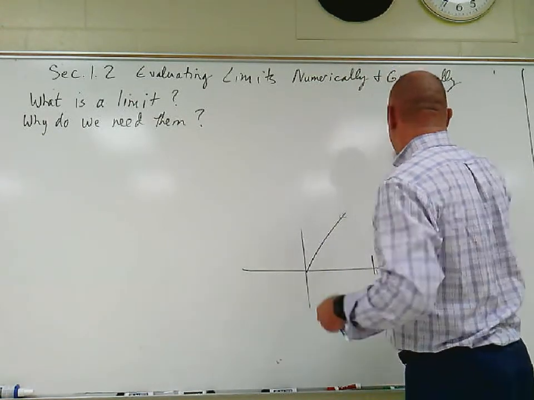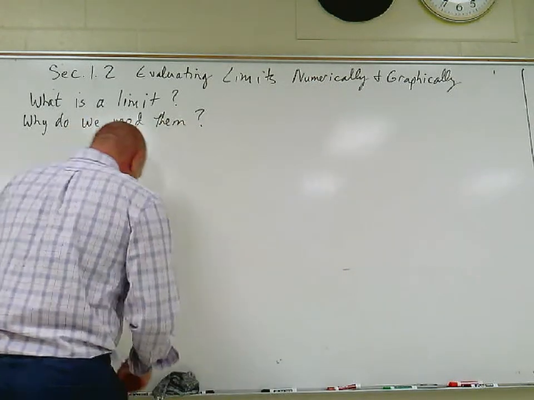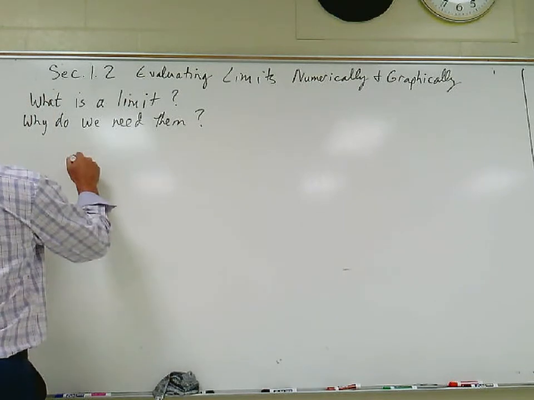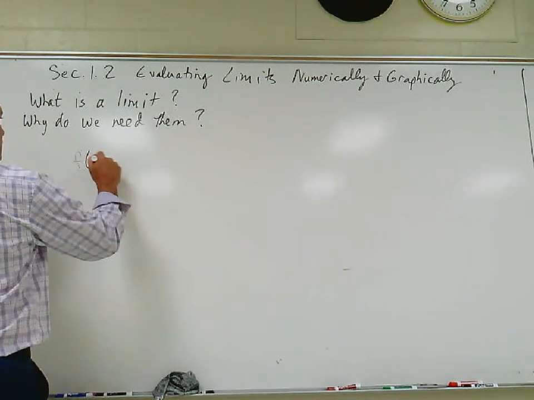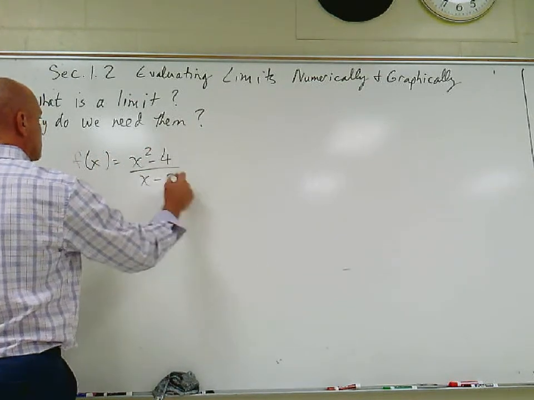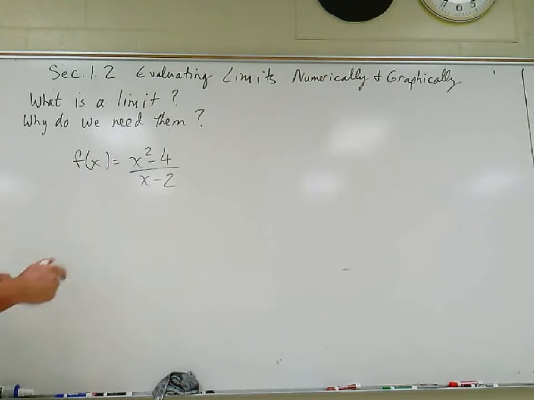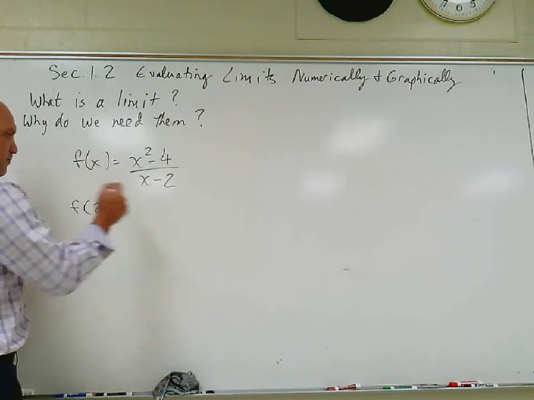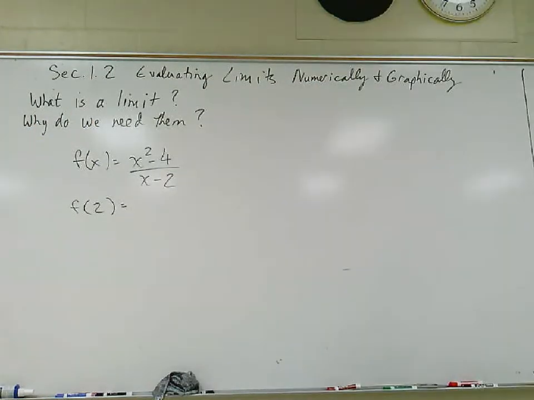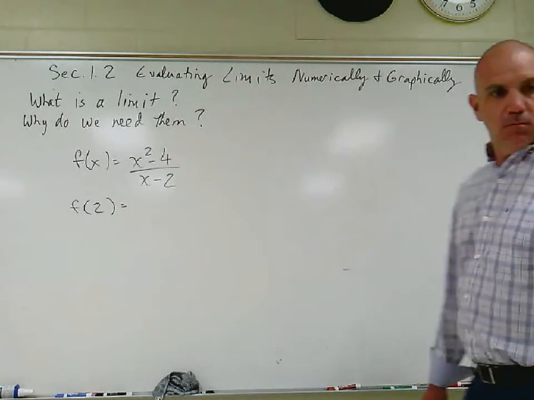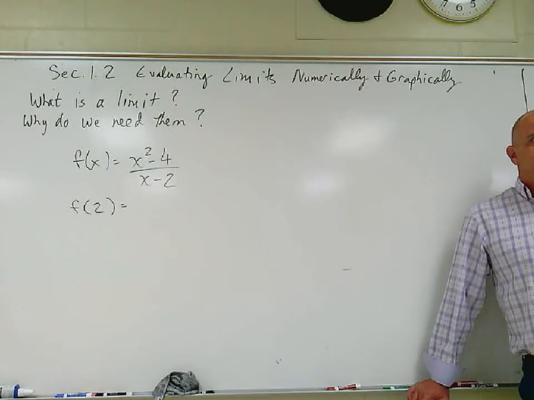So now, let's take a problem that looks harmless. We're going to take this function f of x is x squared minus 4 over x minus 2. Okay? And the first thing I want you to do, I want you to find f of 2. Do f of 2 first. So what happens? It is indeterminate.